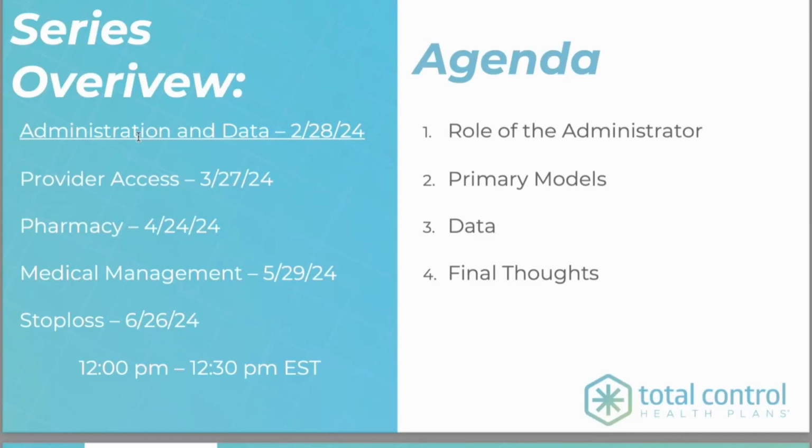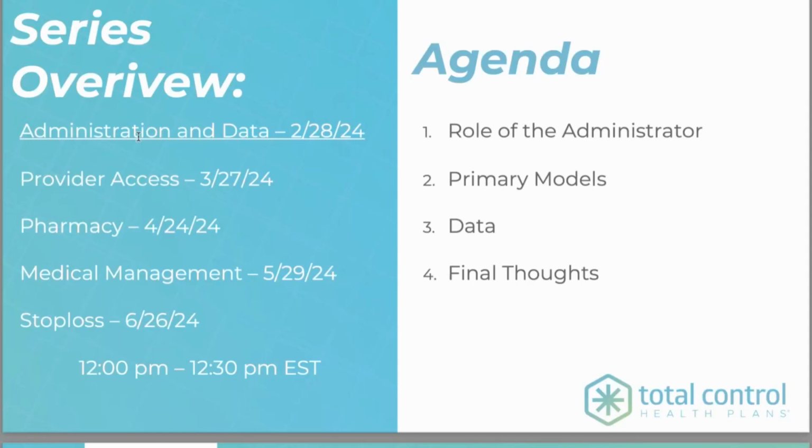Then we're going to talk about how we manage the pharmacy components of a health plan. Next, in May, we're going to talk about medical management and what that can and can't mean to your health plan. And finally, we'll talk about stop loss and all the different angles you can take when trying to mitigate risk within a health plan.